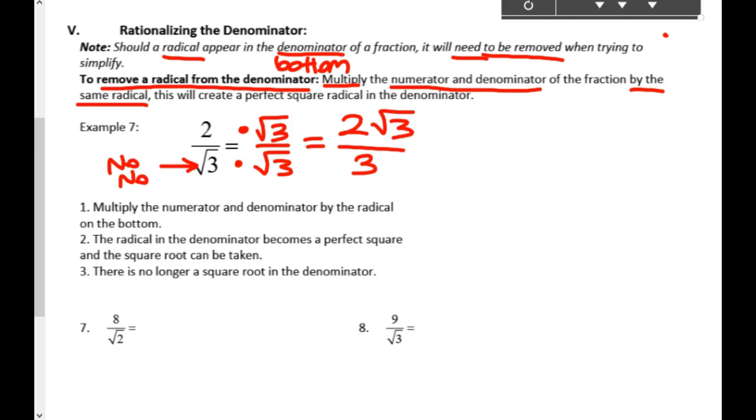And then you want to think about this fraction. Can this fraction be reduced? Does 2 over 3 get any smaller? No. So it's done. Now, you might think that's an ugly fraction, but we'd rather have an ugly fraction with a whole number on bottom than a fraction with a square root on bottom.